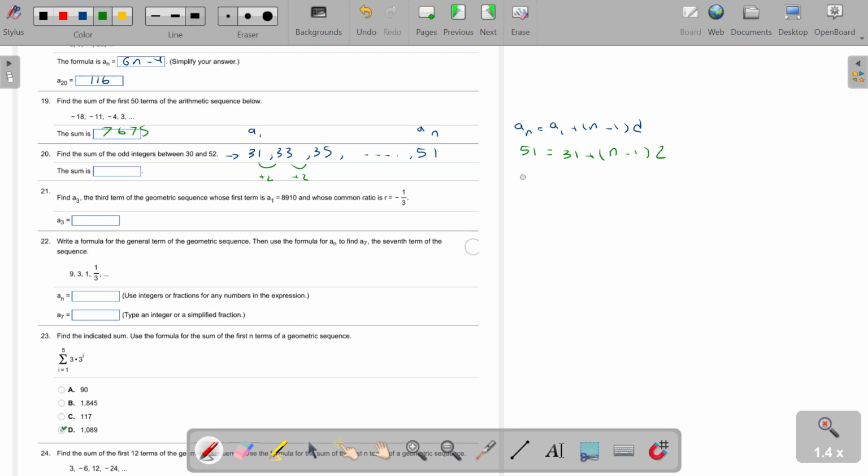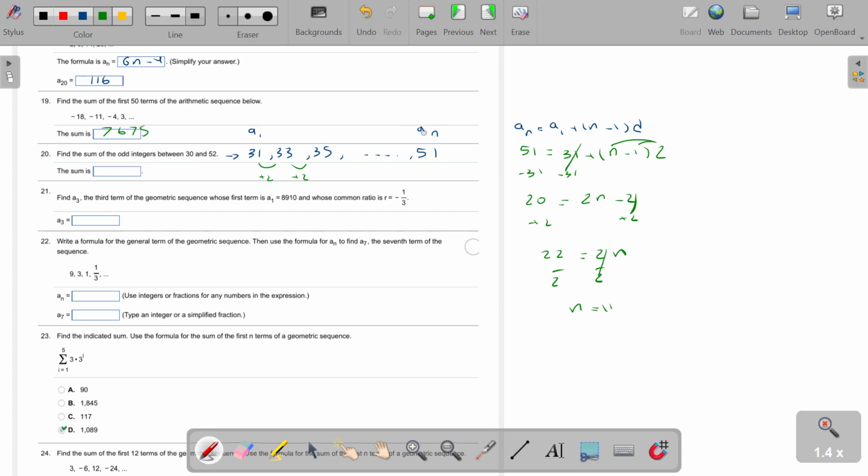So 51 minus 31, this is 20, equal to, and I distribute the 2 here. That will be 2n minus 2. Now add 2 to both sides. This is 22 equal to 2n. And when you divide by 2, n is equal to 11. So I know that 51, the last term, is the 11th term.